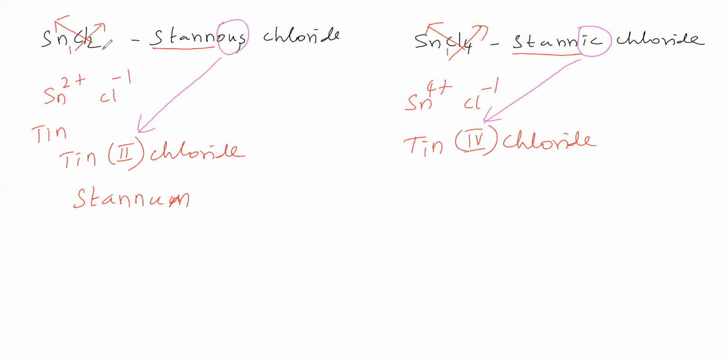Okay, we'll see the structure of stannous chloride. Now we will take stannous chloride SnCl2, Sn we have written, Cl we have written. Which group does tin come under? Tin comes under group 4A, which is carbon, silicon, germanium, tin, lead. Group 4A means the outermost shell contains 4 electrons.